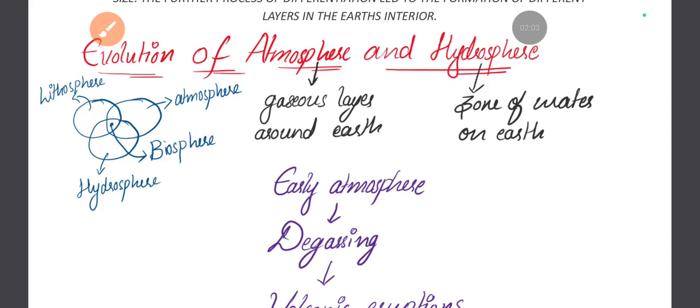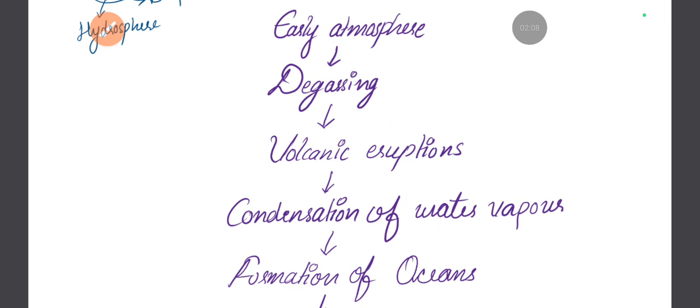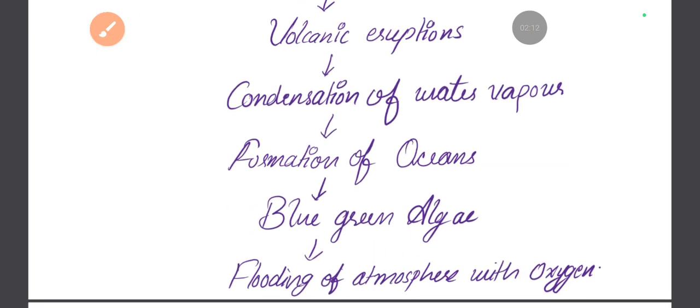Then we went to the evolution of the atmosphere and hydrosphere. Before getting into the evolution, I told you what the atmosphere and the hydrosphere are. Then I explained the different stages like degassing, volcanic eruptions, condensation of water vapor, precipitation, repeated rain cycles. I have told you how the oceans were formed.